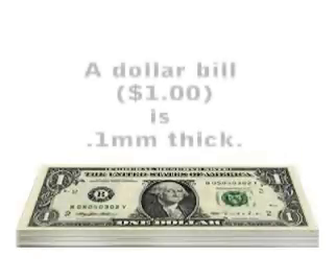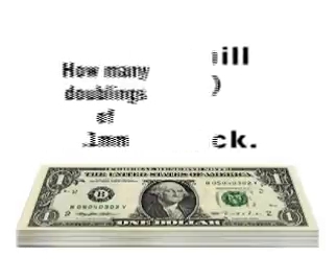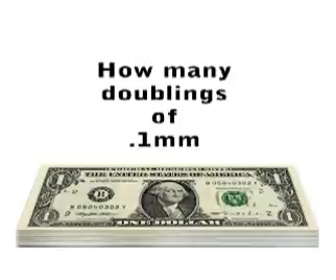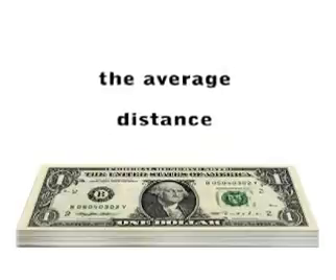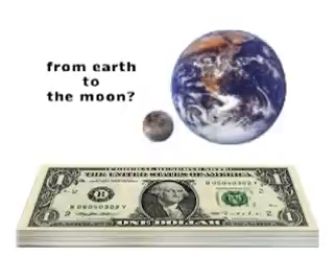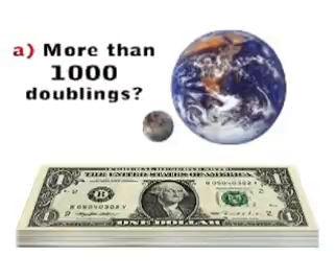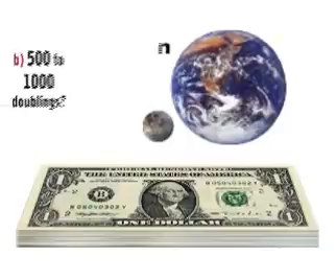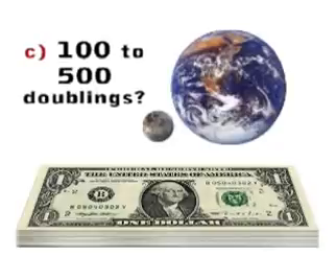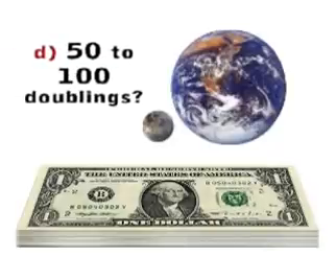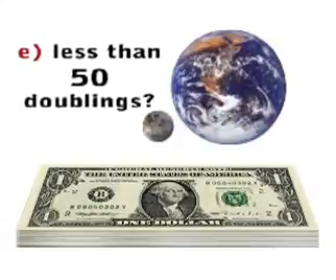Now consider a $1 bill with a thickness of 1/10 of a millimeter. How many doublings of 1/10 of a millimeter would reach 239,227 miles, the average distance from the Earth to the Moon? A stack of dollar bills. A. More than 1,000 doublings. B. 500 to 1,000 doublings. C. 100 to 500 doublings. D. 50 to 100 doublings. Or E. Less than 50 doublings. A stack of dollar bills from the Earth to the Moon.